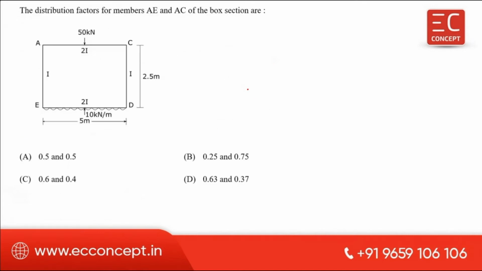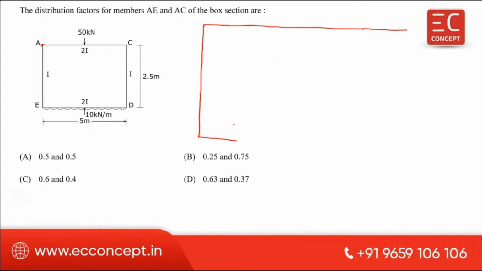Okay. Now the next question is a very interesting question. The distribution factor for member AE and AC. Therefore, this is the junction point. You have to calculate the distribution factor. You have to make a distribution factor table. Okay, so the distribution factor table is this one.